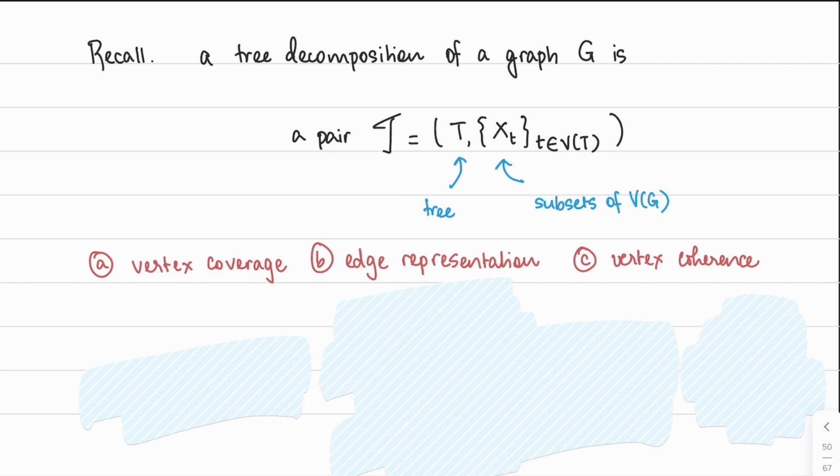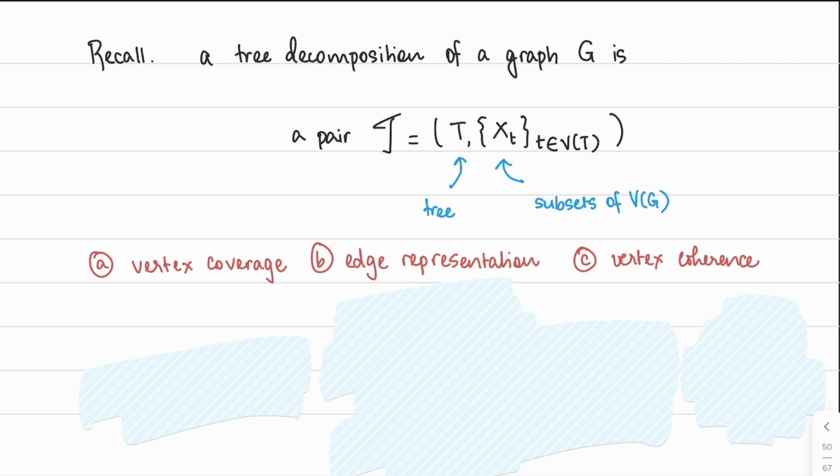What we are interested in is the tree decomposition that minimizes the size of the largest bag. So the width of a tree decomposition is the size of the largest bag minus 1, and the width of the tree decomposition that has the smallest width is called the tree width of the graph. So that's the concept of tree width.